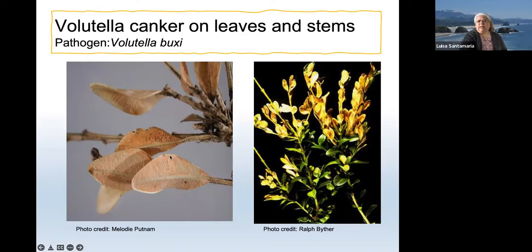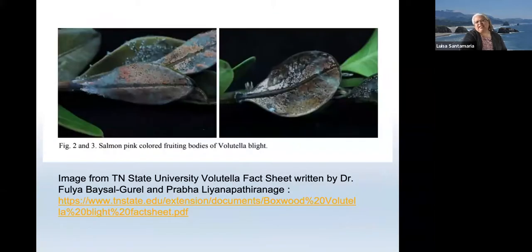Usually this pathogen is an opportunistic one. When the plant is sick or weak, it will attack immediately. So whenever you see a plant that has Phytophthora, it will usually have Volutella too. That is what we look for when we see a plant that could have Phytophthora; usually it also has Volutella. This is another picture of this Volutella disease. These are salmon pink colored fruiting bodies on all the leaves, I could say a kind of final stage of infection in these boxwood leaves.